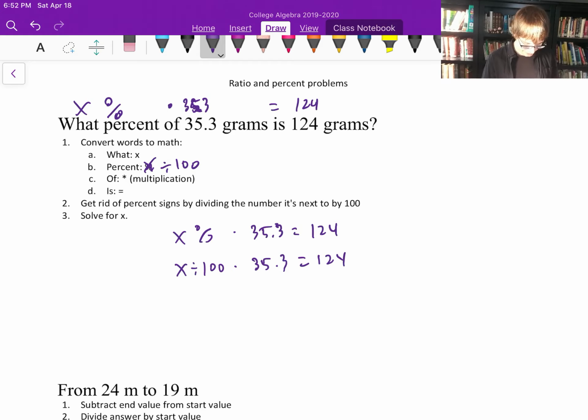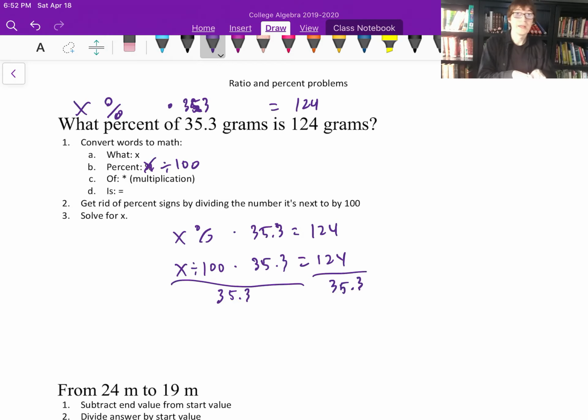We need to get X all by itself. So we'll get rid of the 35.3, the stuff that's furthest away, first, and I'll get rid of the stuff that's next to it last. So to get rid of 35.3, we divide both sides by 35.3. Divide by 35.3, divide by 35.3.